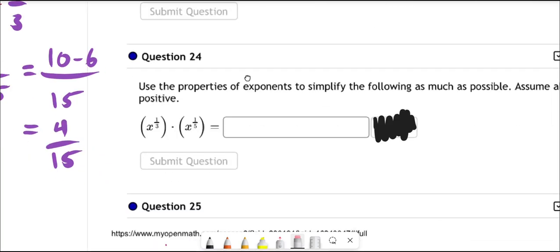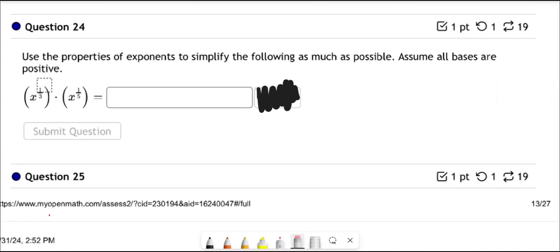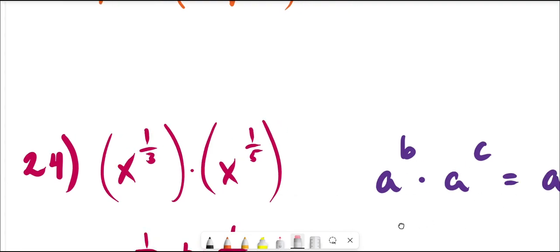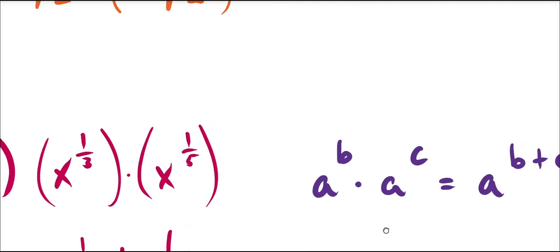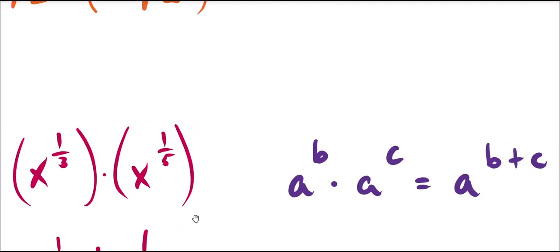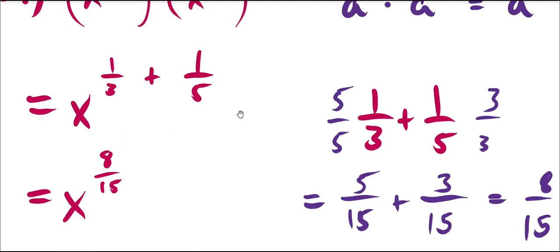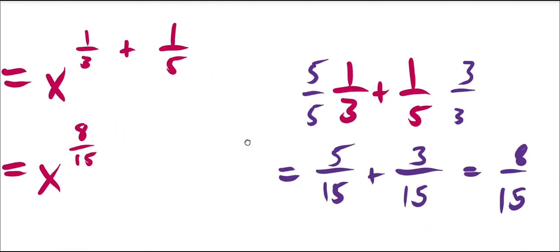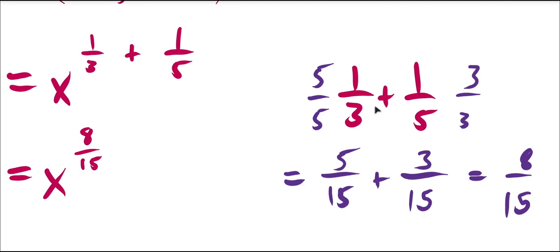Moving on to question 24, it says simplify the following. It's a product of like bases. In order to simplify this one, we need to recall that the product of like bases is the sum of their exponents. So we are being asked to add 1/3 and 1/5. How do you add a third and a fifth? You need to unsimplify a third. Multiplying by 5 over 5 gives you 5/15. Multiplying this one, 1/5, by 3 over 3 gives me 3/15.